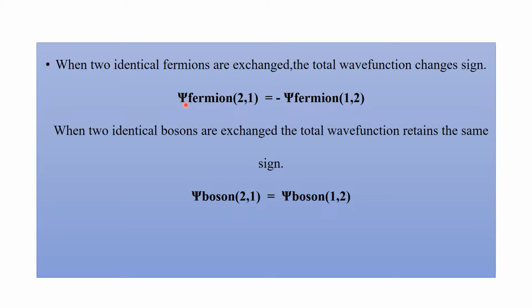When two identical fermions are exchanged, the total wave function changes sign. That is, psi fermion 2 1 is equal to minus psi fermion 1 2. When two identical bosons are exchanged, the total wave function retains the same sign. That is, psi boson 2 1 is equal to psi boson 1 2.